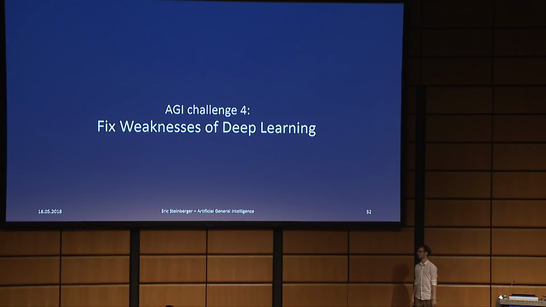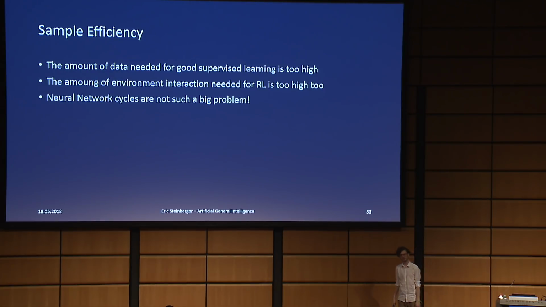The fourth challenge is one that I find particularly funny, to be honest, because I've talked about how awesome deep learning is. But deep learning has weaknesses, and especially if you deploy deep learning in production, you should know about, like, especially the second one. The first is sample efficiency. You need a lot of data, you need a lot of trials to do anything.